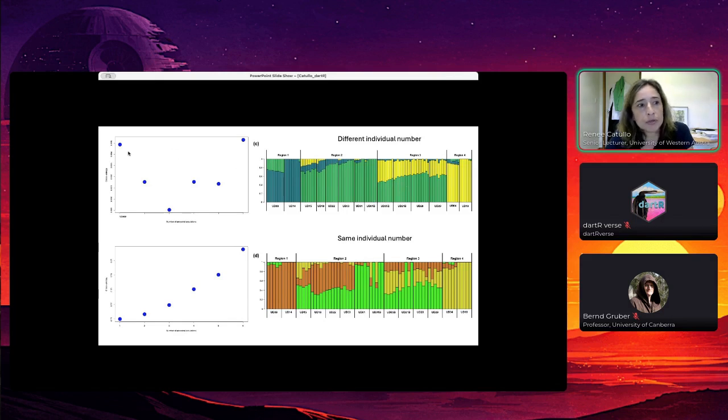And when we have different individual numbers, we would normally take this to say k equals 3, although this looks like isolation by distance, whereas the same number of individuals per site gives this pattern, which I would personally interpret as k equals 1, or strong isolation by distance, which is what we see in the species. So this is the same data, but just calling SNPs on everybody versus the same number of individuals per site.